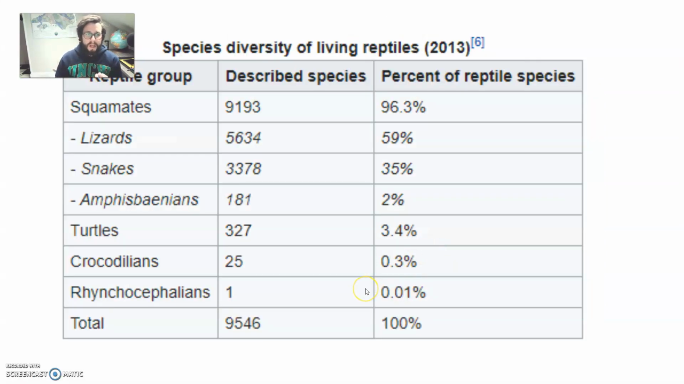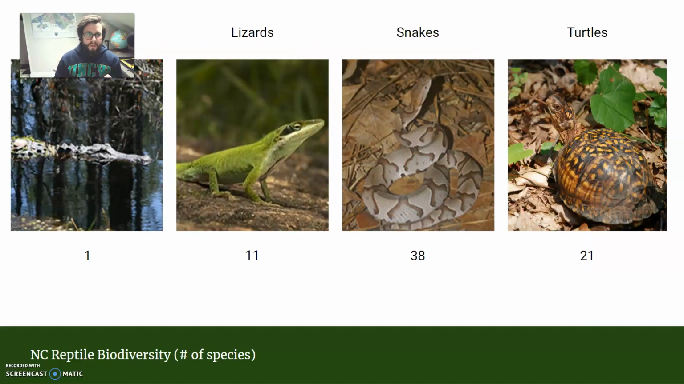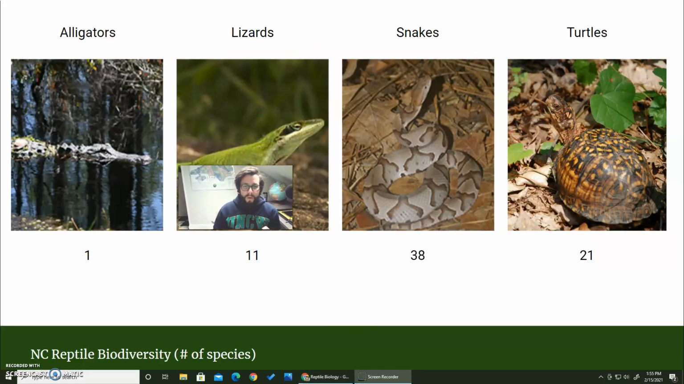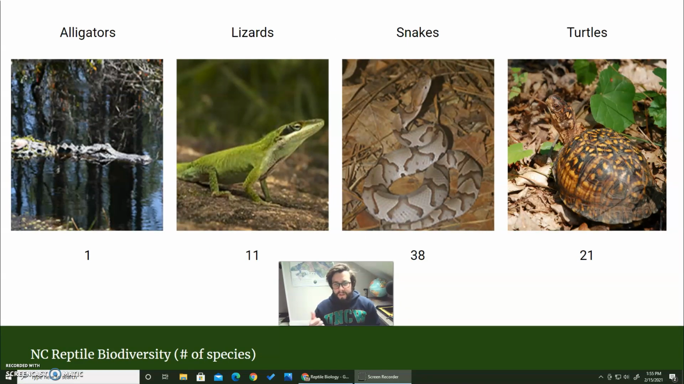Most diversity of reptiles is found within lizards and snakes, but there's also lots of turtle and crocodilian biodiversity. In North Carolina specifically, we are going to have only one species of alligator, that's the American alligator. We don't have as many lizards as it is represented worldwide in diversity, but we do have a few.